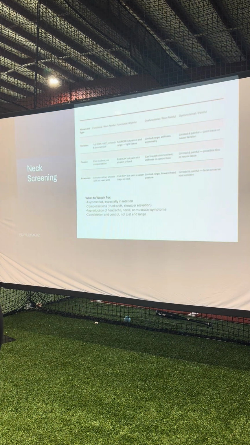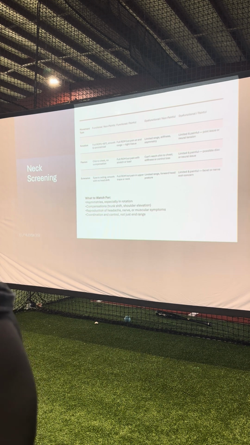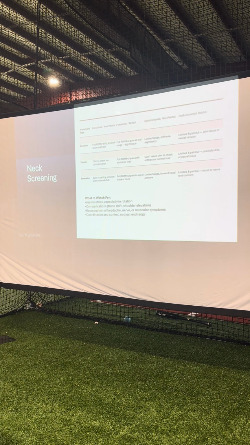We're gonna go over our last thing, which is our next screening. This is a table to reference, but do we all know what the FN and DN stand for? Functional, non-painful. What are the other ones? Basically functional, non-functional, and then painful and non-painful. What we're looking for here is full range of motion. We're looking for their chin to get all the way over to their shoulder without any compensations. What are some compensations that we see?